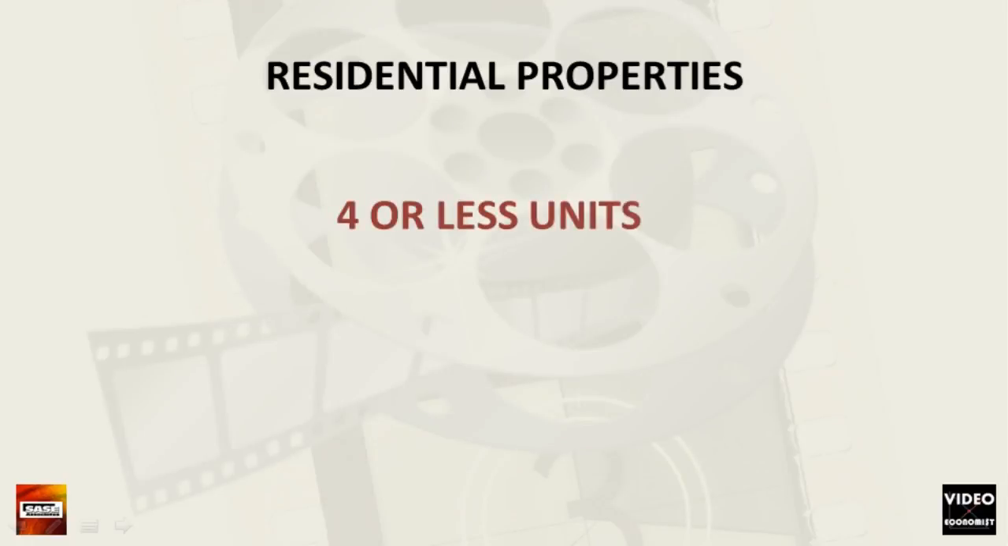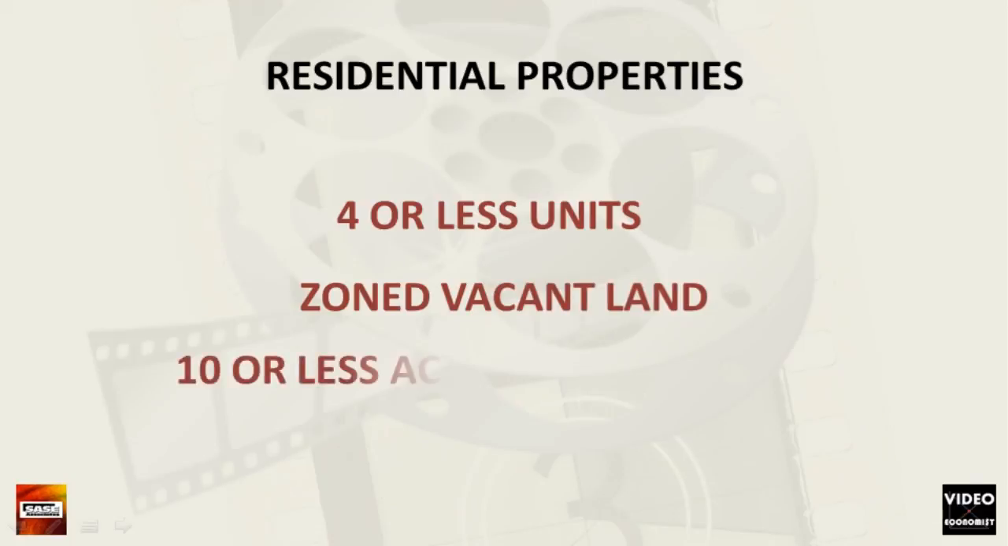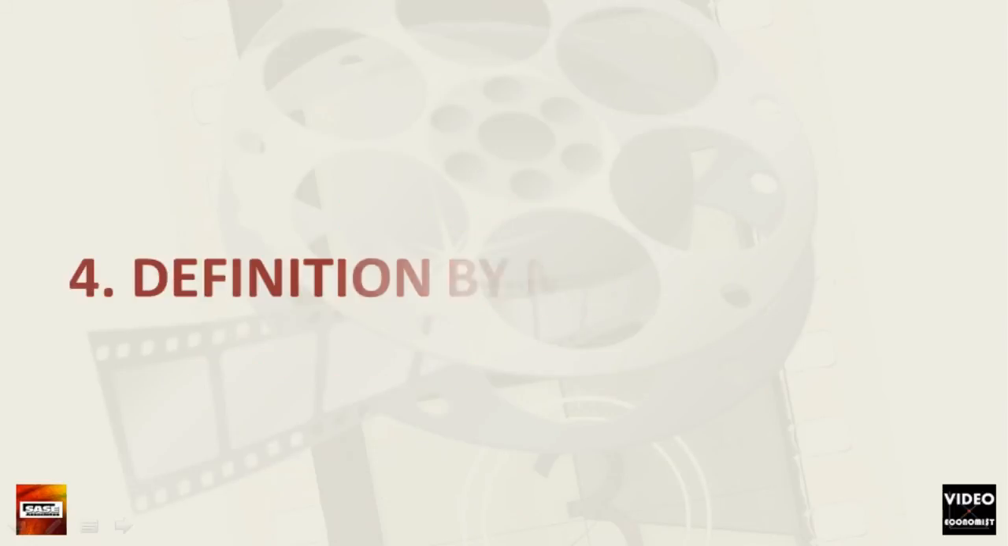Residential properties can be defined as 4 or fewer units, or vacant land that is zoned for residential use, or it could also be 10 or fewer acres of agricultural land. That's small. It lacks the natural condition for being a good working farm.